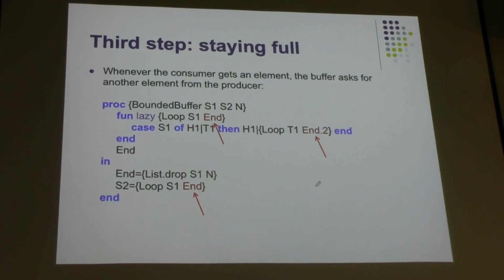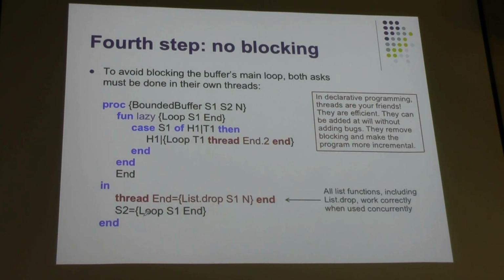And there's two places that it waits. The list.drop will only complete when the producer has made 10 elements. So if I run this, it will prevent the loop from being executed. It will stop the execution. So the list.drop should not wait in the main thread. It should wait in its own thread. Okay? So the next step is we put this list.drop in its own thread.